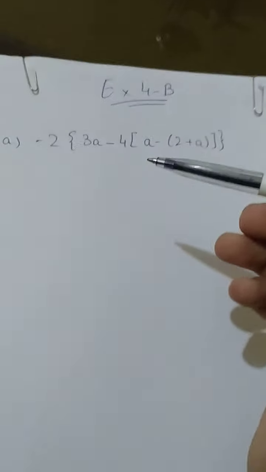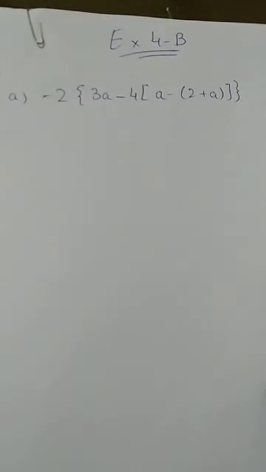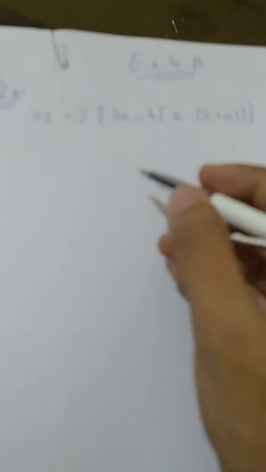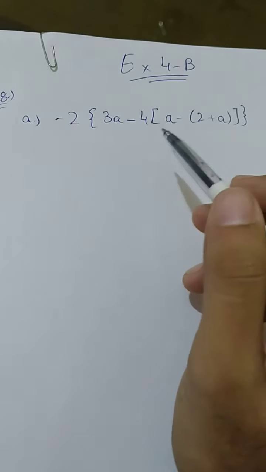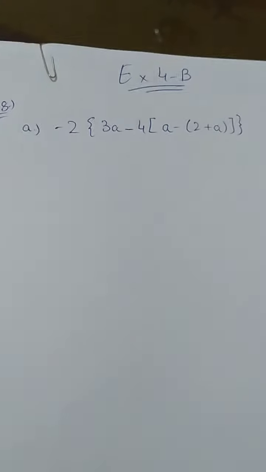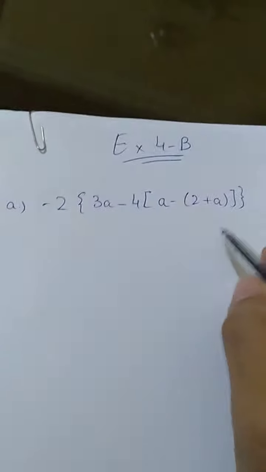Here we have exercise 4B, question number 8. The book is D1. So we have here part A, and I was getting a lot of concerns about this question. Most of my students were having problems in this, and I got a lot of comments that I need to make a video on solving this question. So here it is. Now it's a very easy question. Let's start from the beginning.